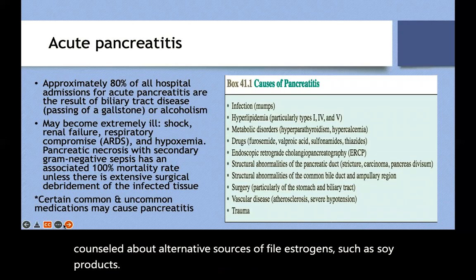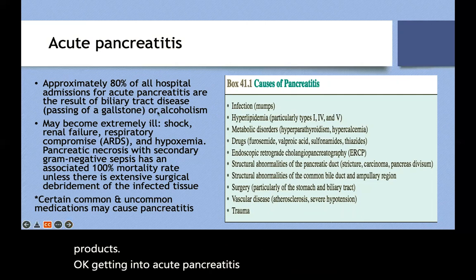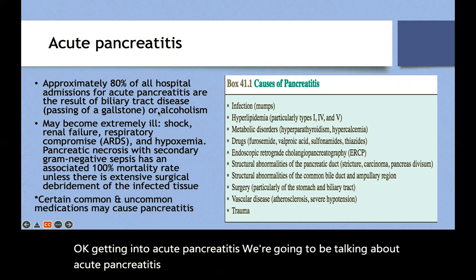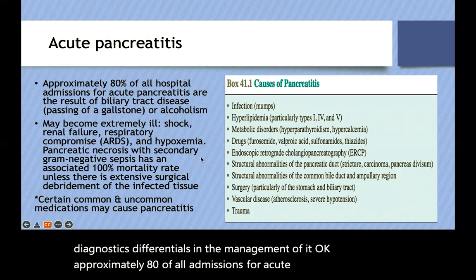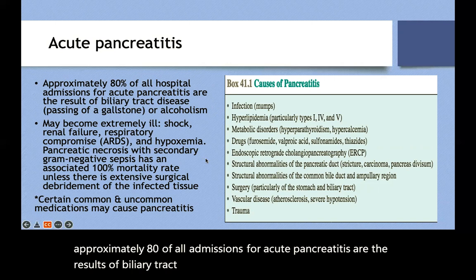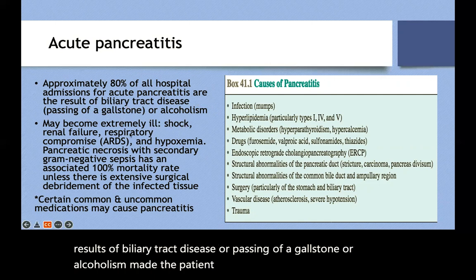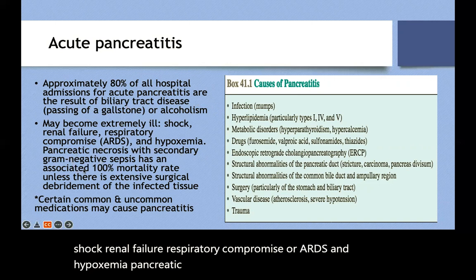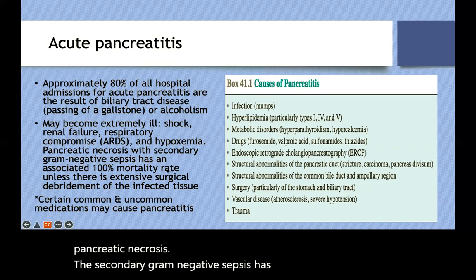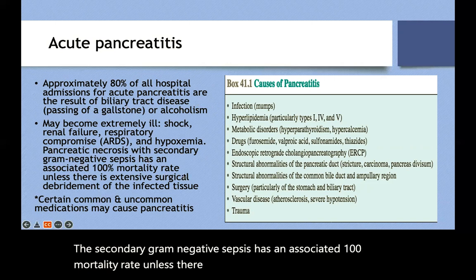Okay, getting into acute pancreatitis. We're going to be talking about acute pancreatitis versus chronic pancreatitis, the causes, diagnostics, differentials, and the management of it, okay? Approximately 80% of all admissions for acute pancreatitis are the result of biliary tract disease or passing of a gallstone or alcoholism. The patient may become extremely ill, including shock, renal failure, respiratory compromise or ARDS, and hypoxemia. Pancreatic necrosis with secondary gram-negative sepsis has an associated 100% mortality rate unless there is extensive surgical debridement of the infected tissue. Not a good thing.